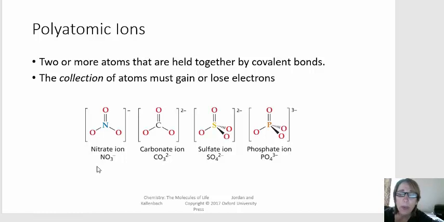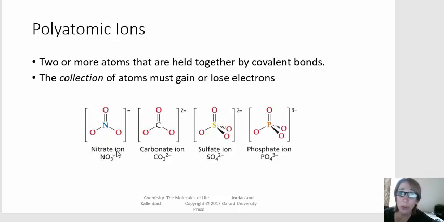First, let's look at nitrate. And its formula is capital N, capital O subscript 3, and a -1 charge. So what does this mean? Well, like a chemical formula for molecules, this formula tells us how many atoms of each element are in the polyatomic ion: 1 nitrogen and 3 oxygen.